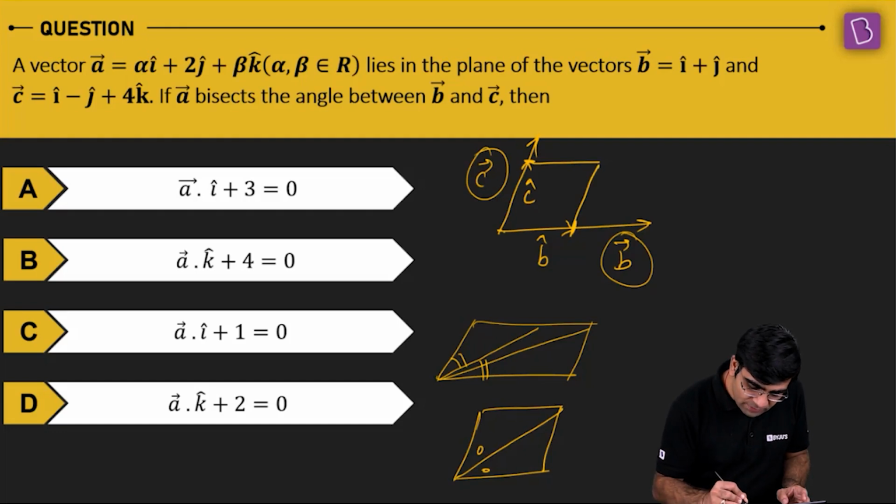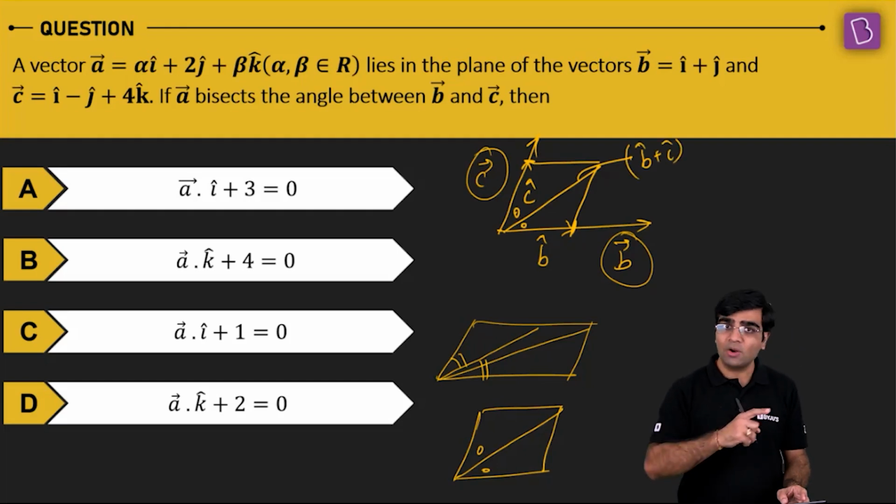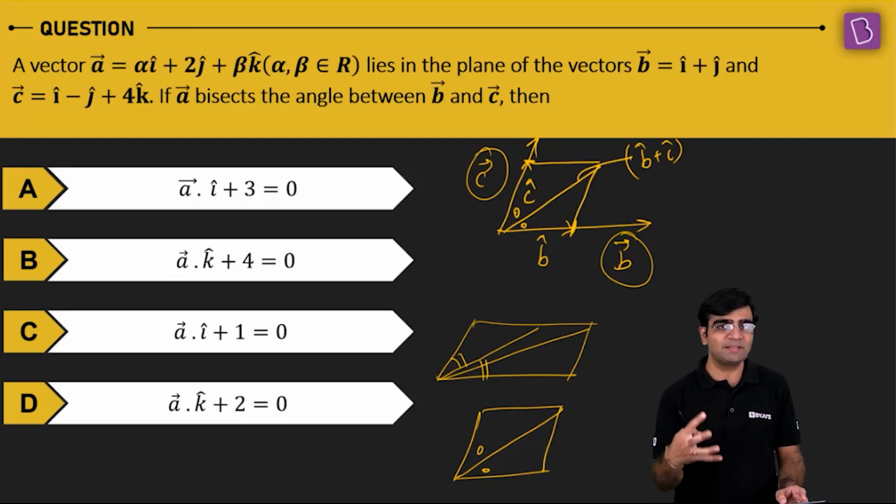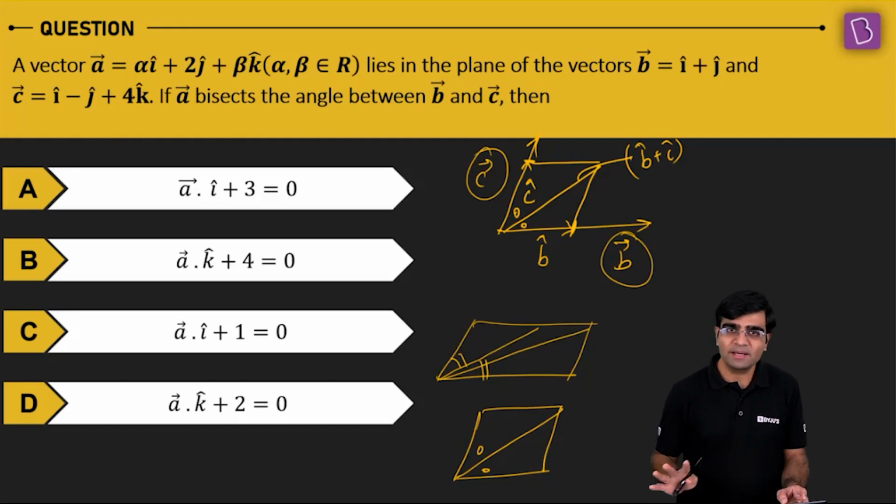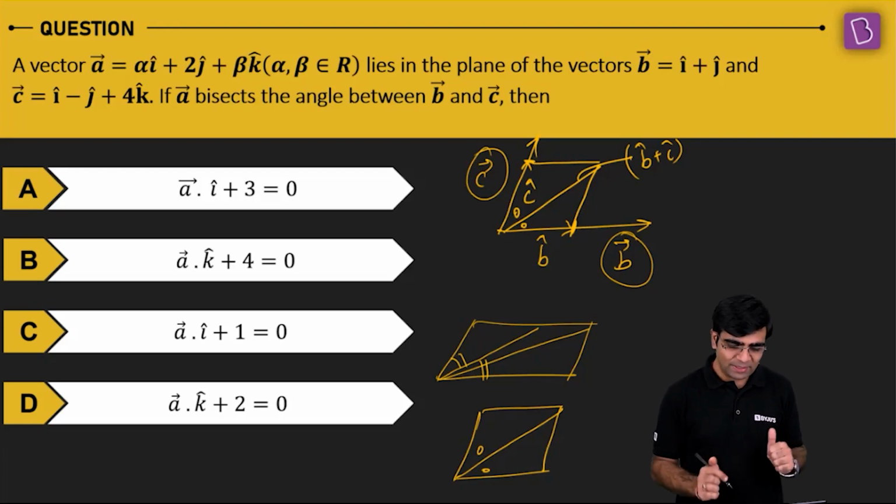In this rhombus, this diagonal will be bisecting it, and it will be along vector b cap plus vector c cap. The magnitude might be something else that I'm not aware of, but the direction will always be vector b cap plus c cap, along the angle bisector of vector b and vector c. Did you get the idea? Sure. Let's quickly move on.